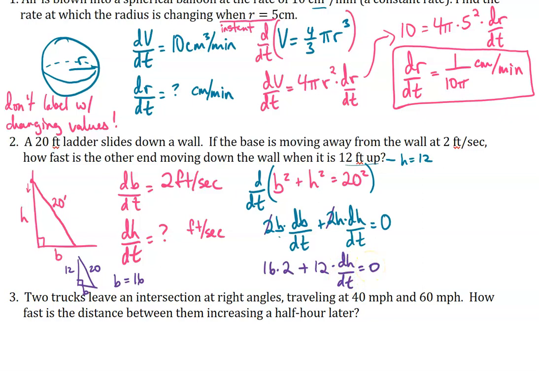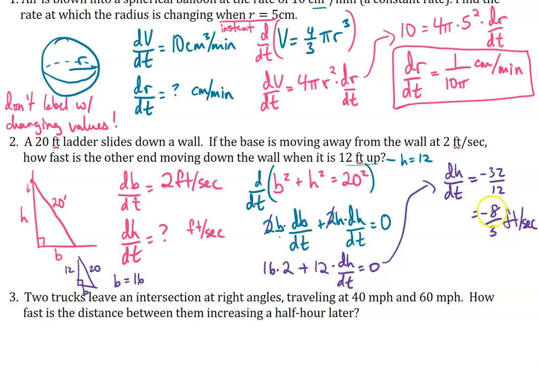Okay, so solving this, let's come over here. We have 32, and we're going to divide by 12, so dH over dt, I'm doing a couple algebra steps at once here. Subtracting 32 from both sides and then dividing by 12, which is going to give me, that can reduce by 4, negative 8 over 3, and the unit here is feet per second.